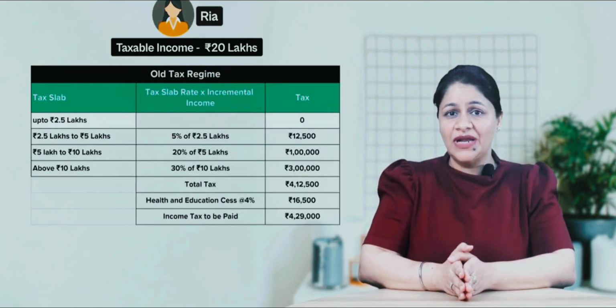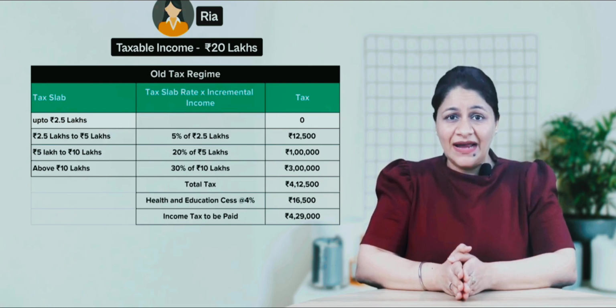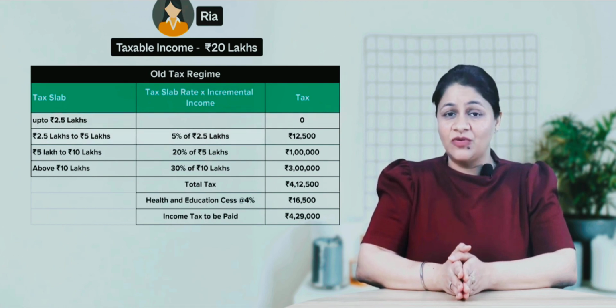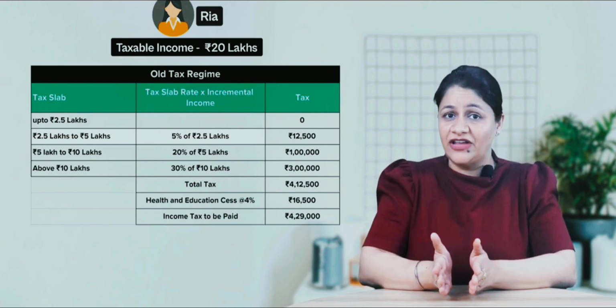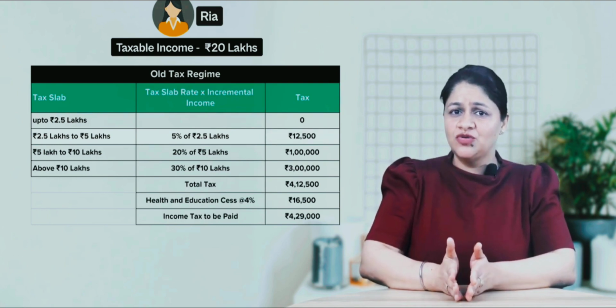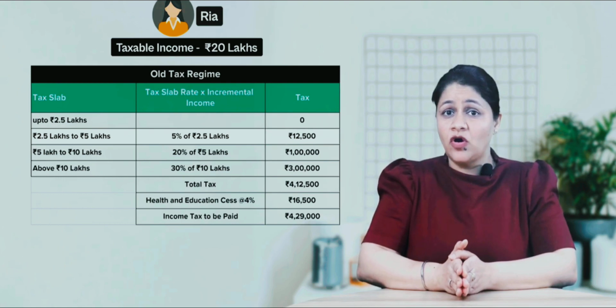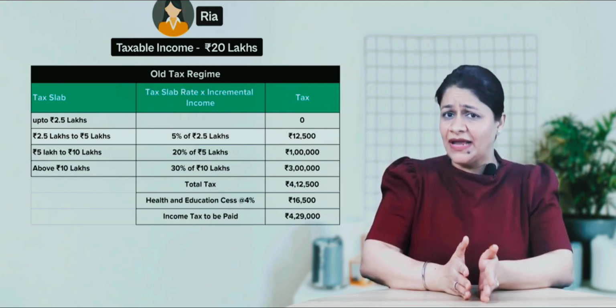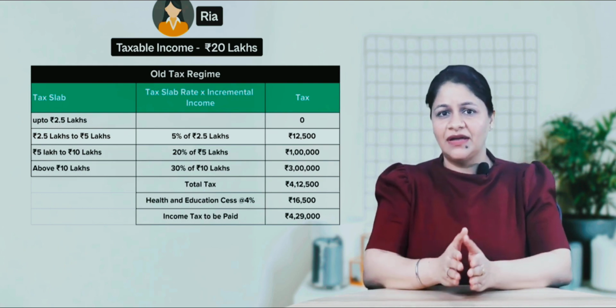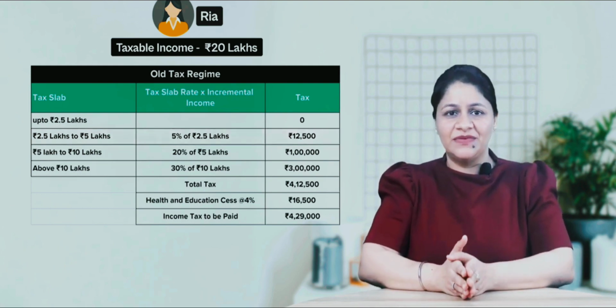Here, initial 2,50,000 of Ria's income is tax-free. So, out of 20 lakh taxable income, we can take out the initial 2,50,000 of income. Now, the next slab of income from 2,50,000 to 5 lakh is taxed at 5%. So it comes out to be 12,500 rupees. Now from 20 lakh, we have already computed tax on the income worth 5 lakh rupees. So from 20 lakh income, we can take out 5 lakh. Remaining income is 15 lakh rupees.